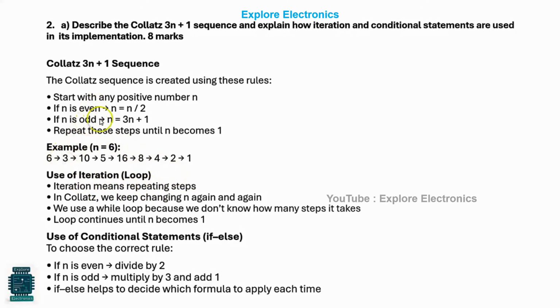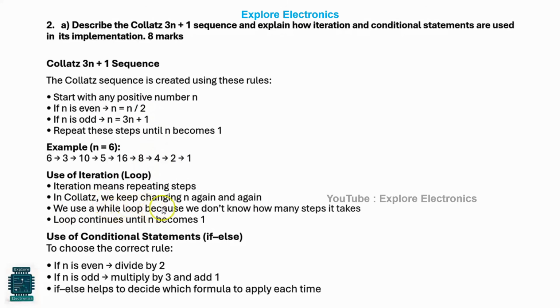If it is odd, I am doing this step. If it is even, I am doing these steps. Which means I am repeating that again and again until it becomes 1. Clear? In Collatz, we keep changing n again and again. N is changed again and again. 8, again it is even. I am doing these steps again. The value is changed. N value keeps on changing.